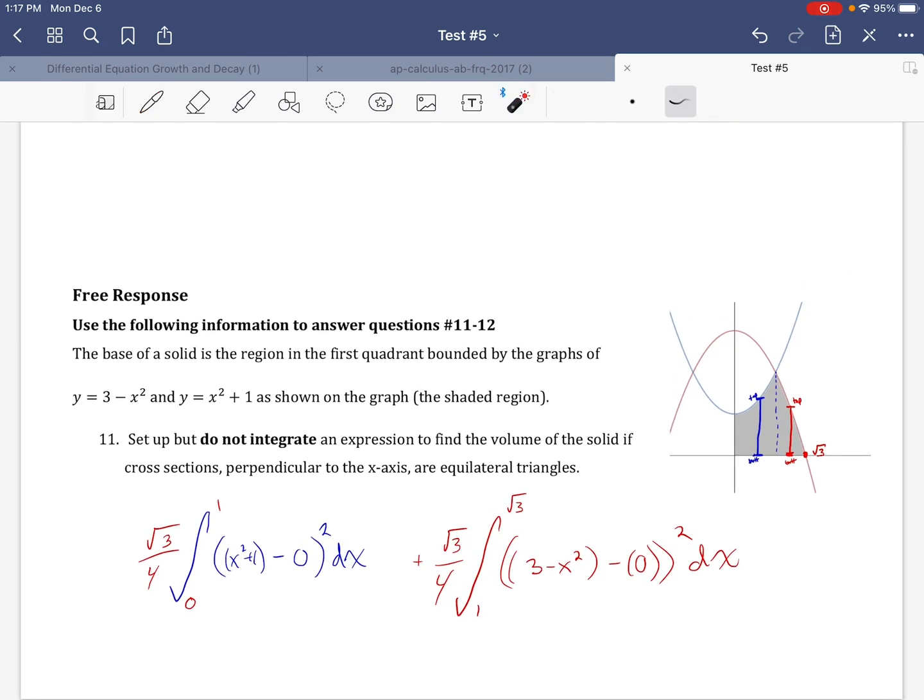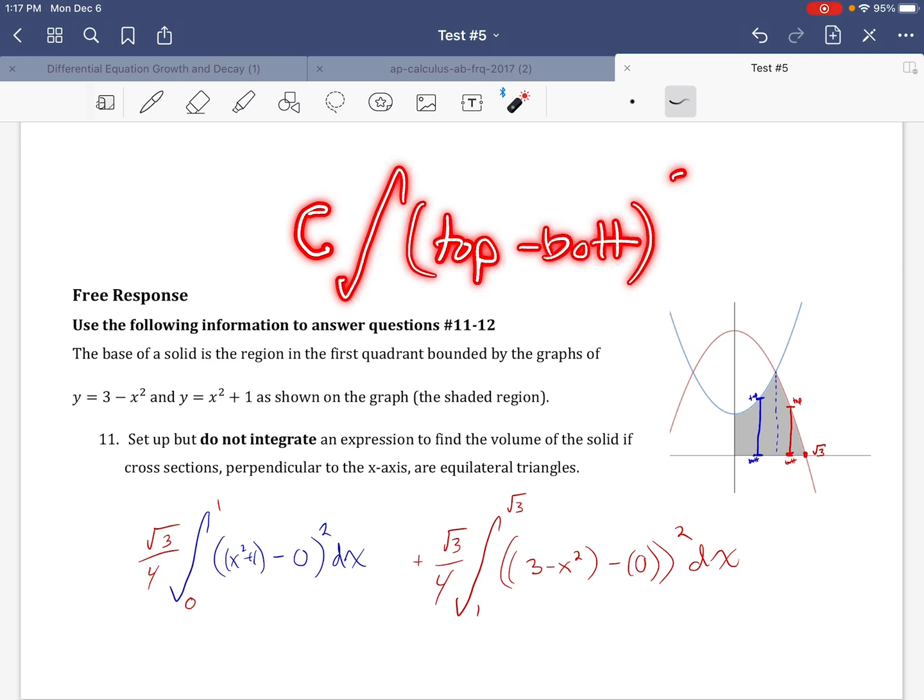So when I set up cross sections, it's the integral with some coefficient out front of top minus bottom, quantity squared, dx. If either the top or the bottom changes, you have to start a new integral. This was two different integrals because the function that controlled the top of your base switched.